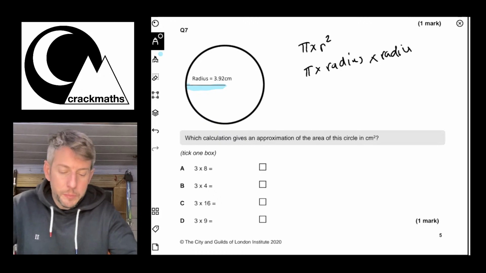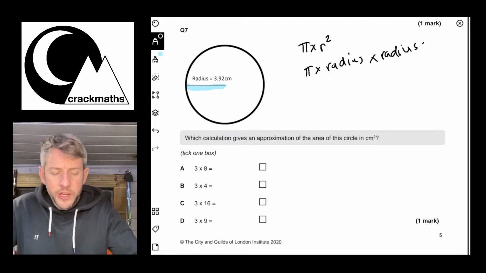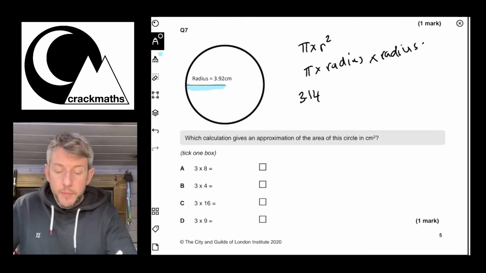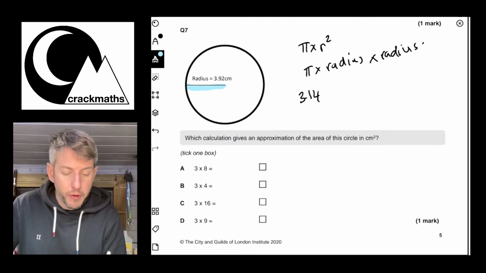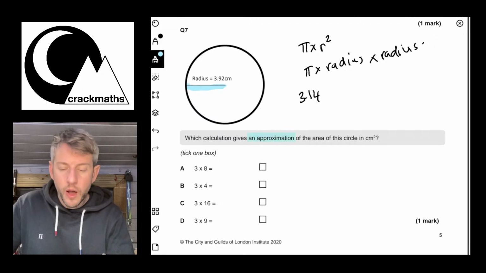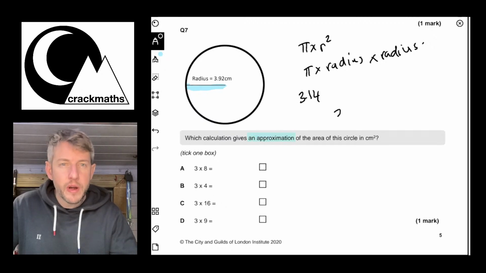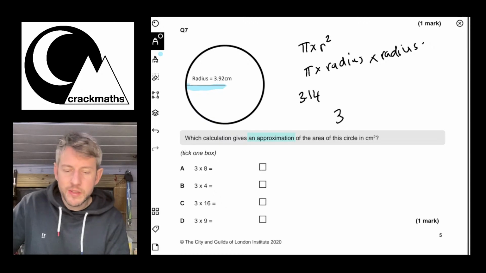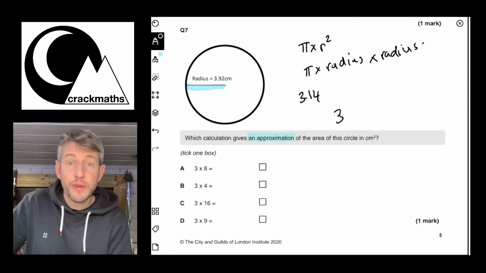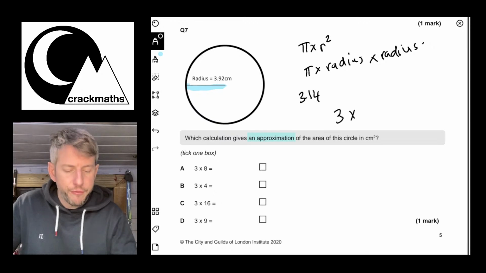Now, pi, we normally use it as 3.14, but this question's asking for an approximation here. So I'm going to say that pi is 3, okay? This here says that the radius is 3.92. I'm going to call that 4.